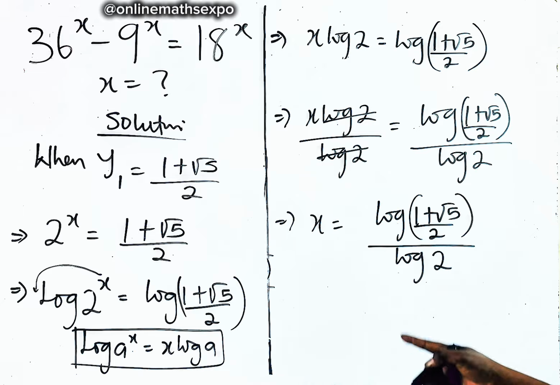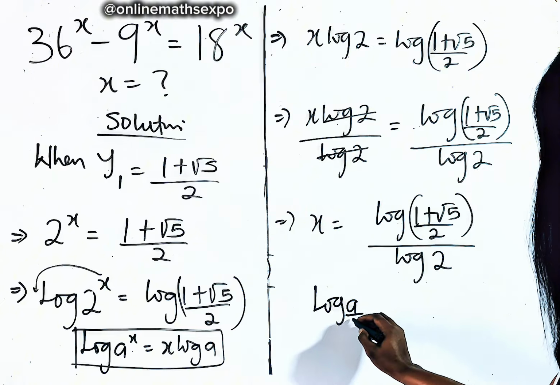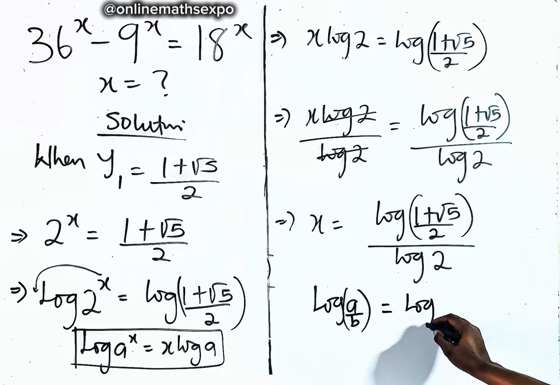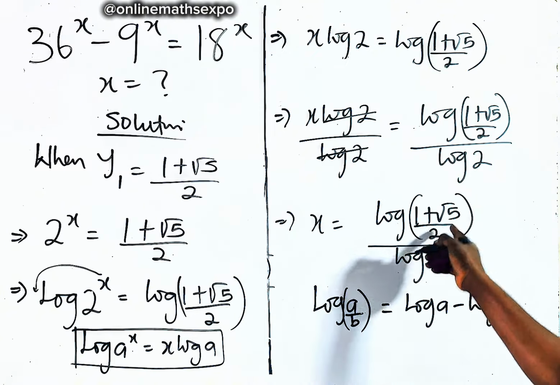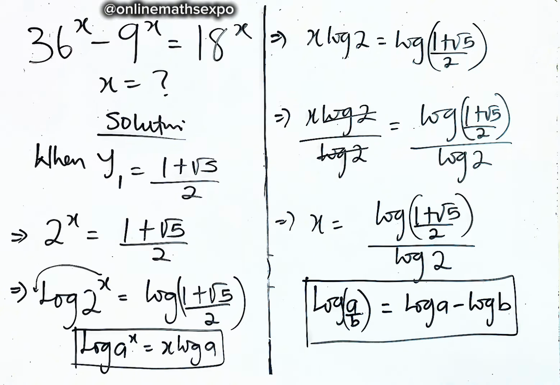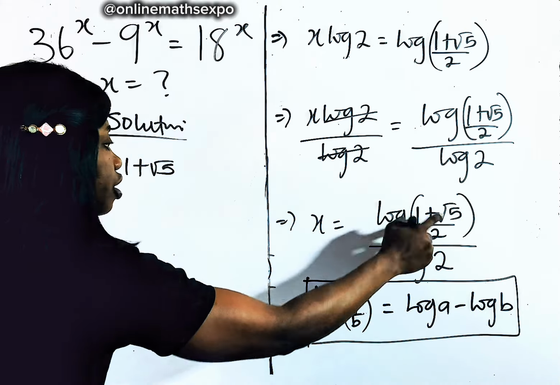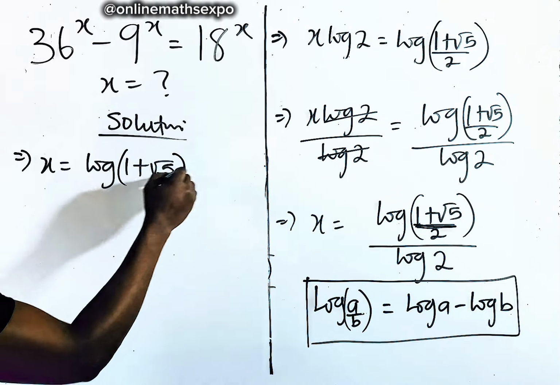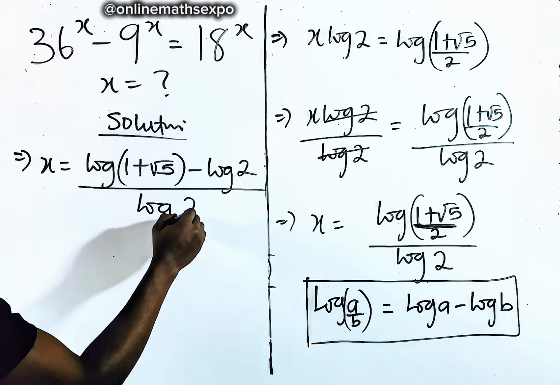We keep simplifying. But we need to remember, for every log of A divided by B, it's always equal to log of A minus log B; division turns to subtraction. Did you see that? So we're going to apply it on this numerator. We have x is equal to log of 1 plus root 5. This division sign will now turn to subtraction. So we have this minus log of 2, and all these are divided by log of 2.